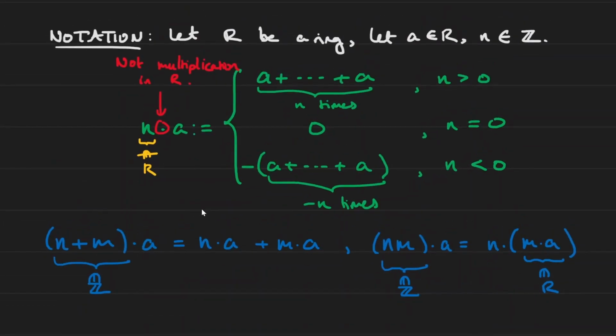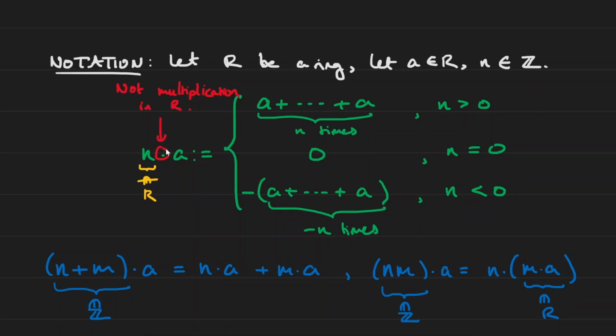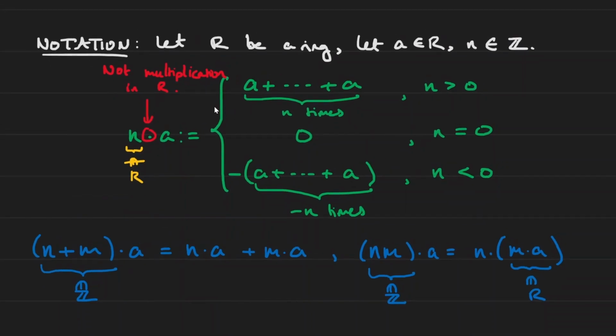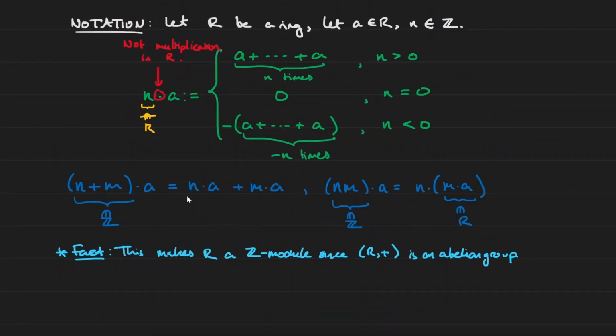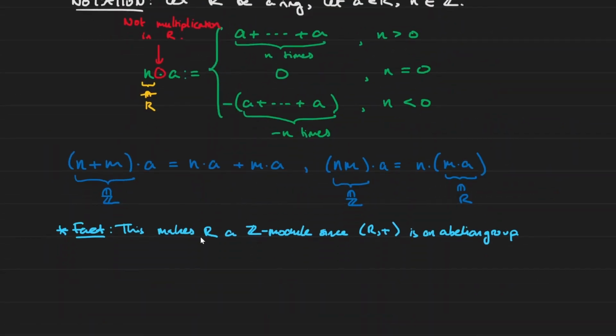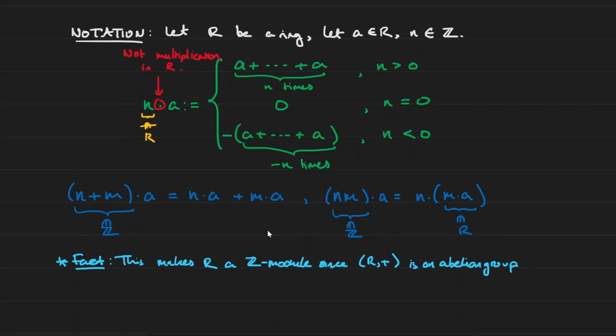In fact, if you know a little bit about modules, the way we define this multiplication action actually defines something called a Z-module on the ring R. So basically you can define what it means to take a ring element and then multiply it by an integer. We're going to cover modules later on in the course, maybe in a few weeks, so don't worry if you don't understand what that means yet.